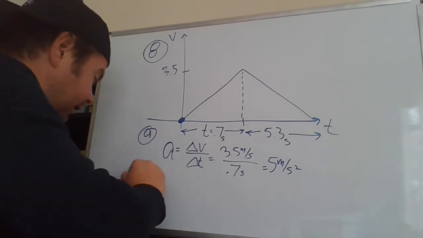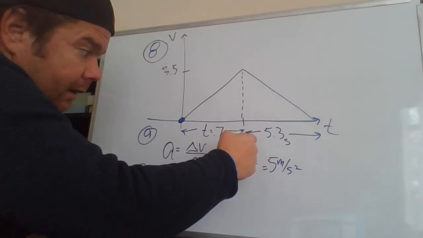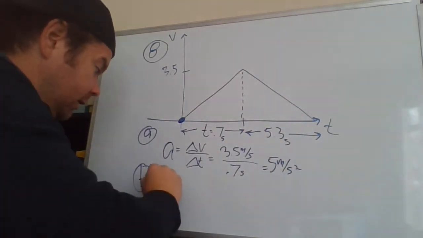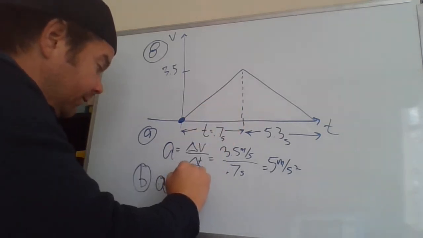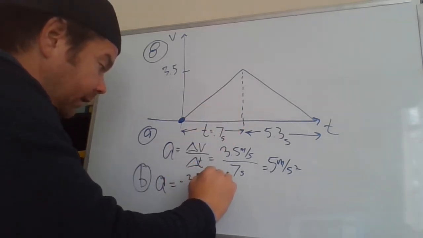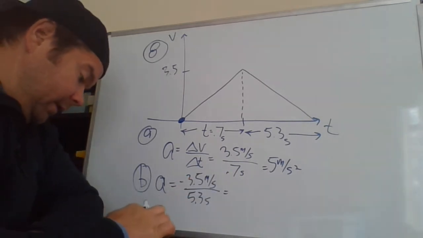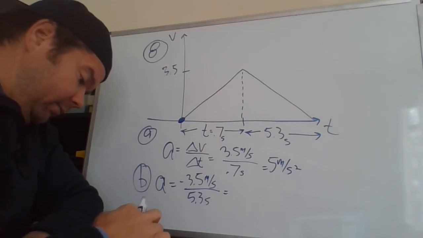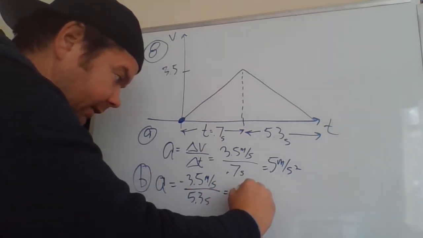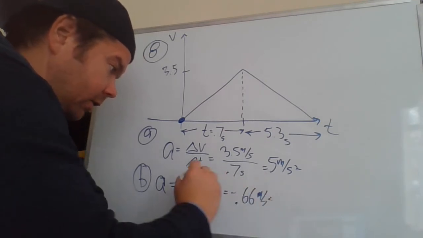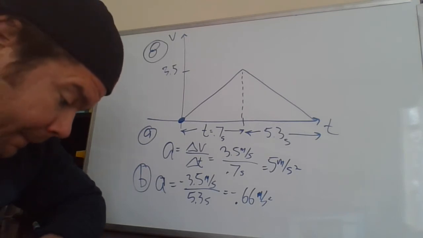For part B, the acceleration is going to be much slower. It's also negative because we're talking about a negative change in velocity. So here our acceleration is negative 3.5 meters per second divided by 5.3 seconds. So that's 3.5 divided by 5.3. I get negative 0.66 meters per second squared, right? So there's part A and part B. Great.